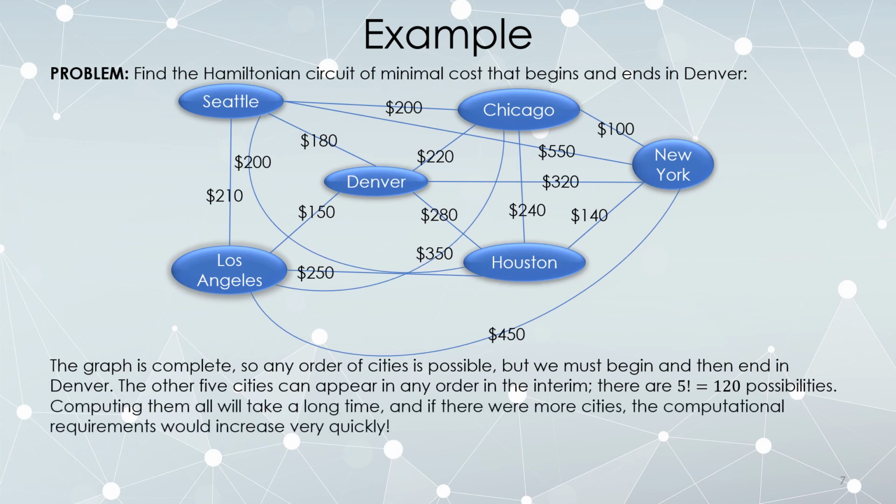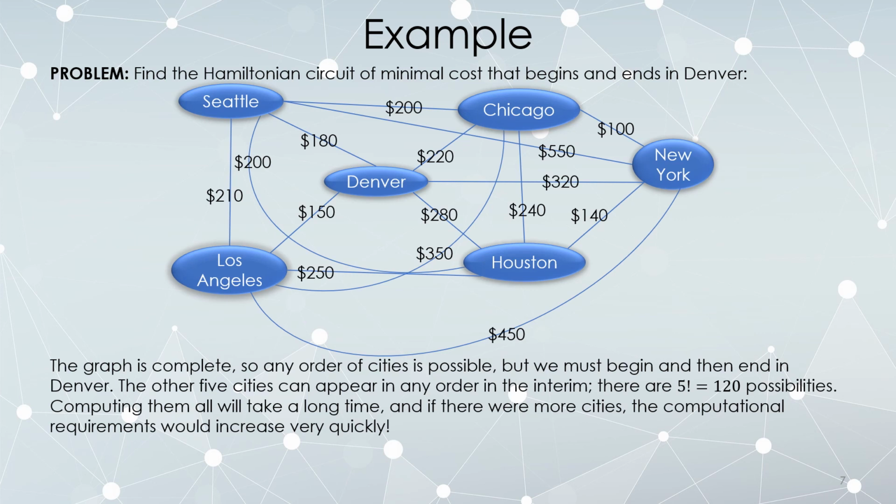You could compute them all. So for example, we could say Denver, Seattle, LA, Houston, New York, Chicago, Denver. Denver to Seattle is 180, Seattle to LA is 210, so far we have $390. LA to Houston is 250, so 390 plus 250 is $640. Houston to New York is 140, so now we're at $780. New York to Chicago is 100, so that's $880. Chicago to Denver, another 220, so now we are at $1,100 total. For every possible path, you can compute the total cost.